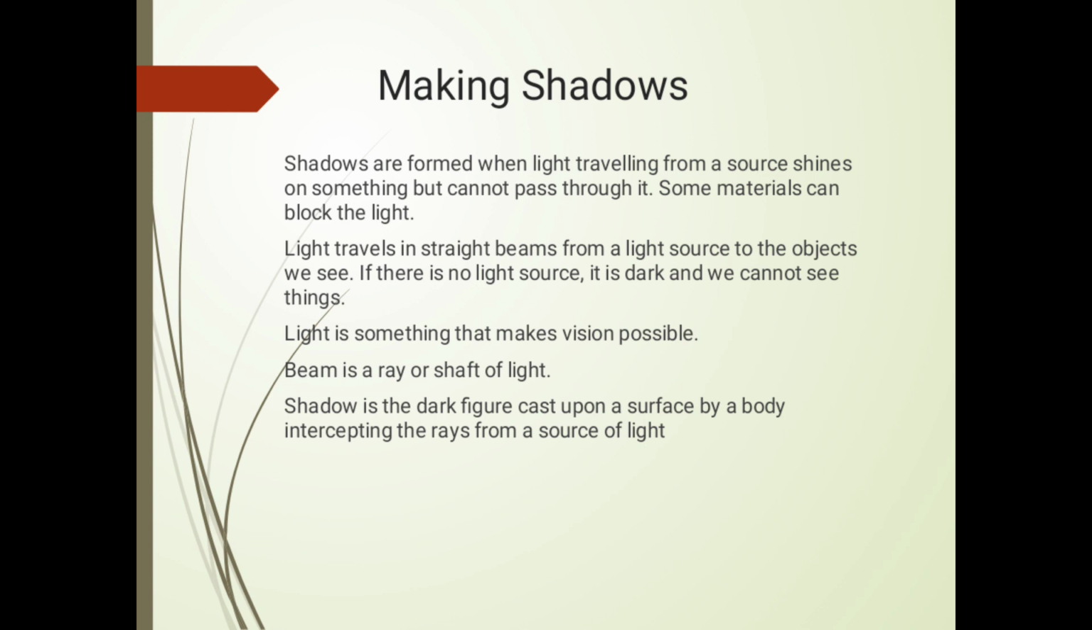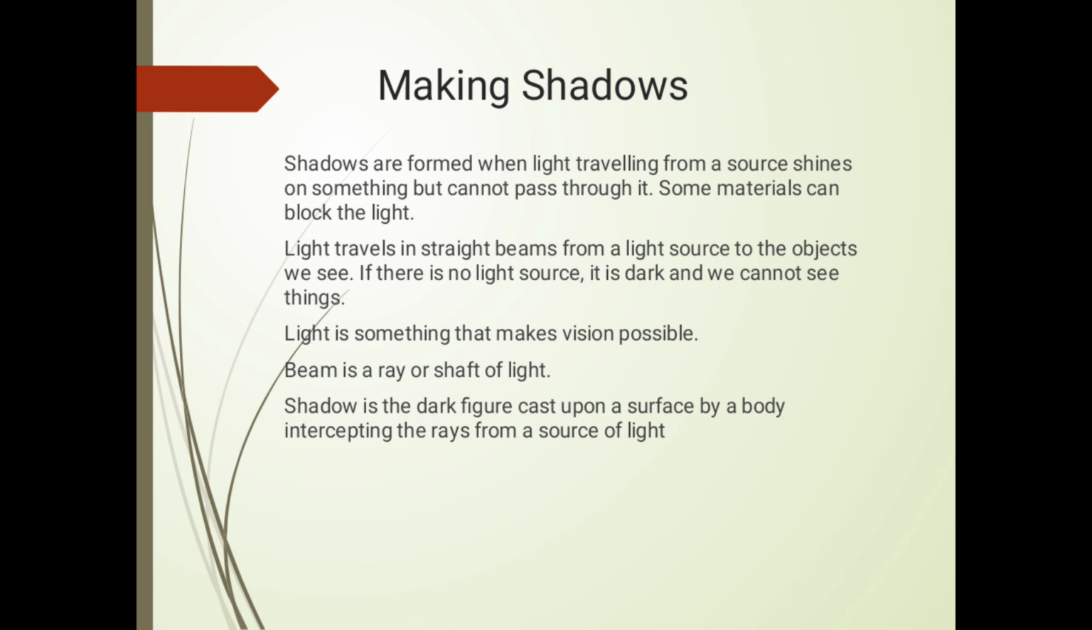Shadow. When you use any material to cover the source of light, you see the shadow immediately. So light travels in straight beams from a light source to the objects we see. If there is no light source, it is dark and we cannot see things. Where there is darkness, you need a light to see. If you don't have light, you can't see. If you don't have a torchlight or a phone light, you can't see.